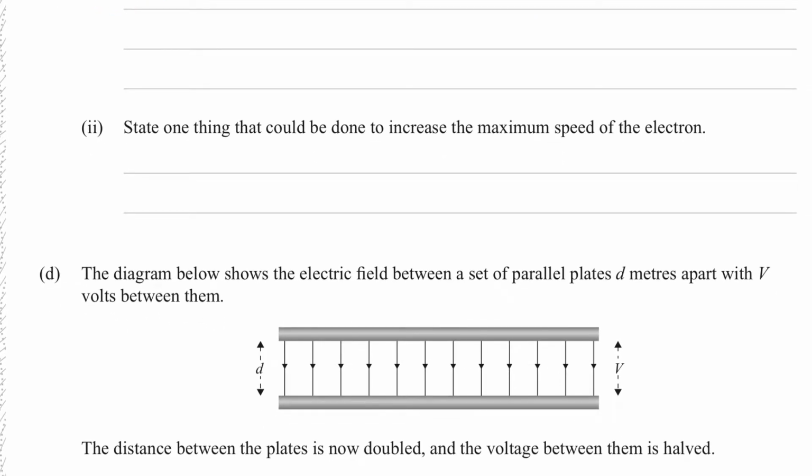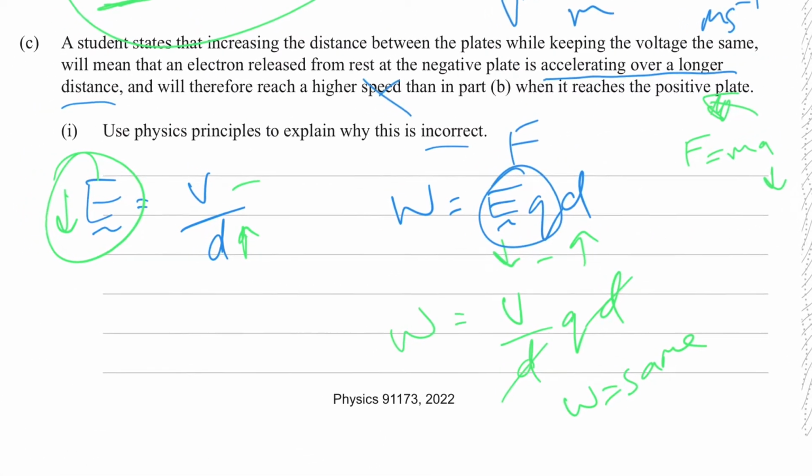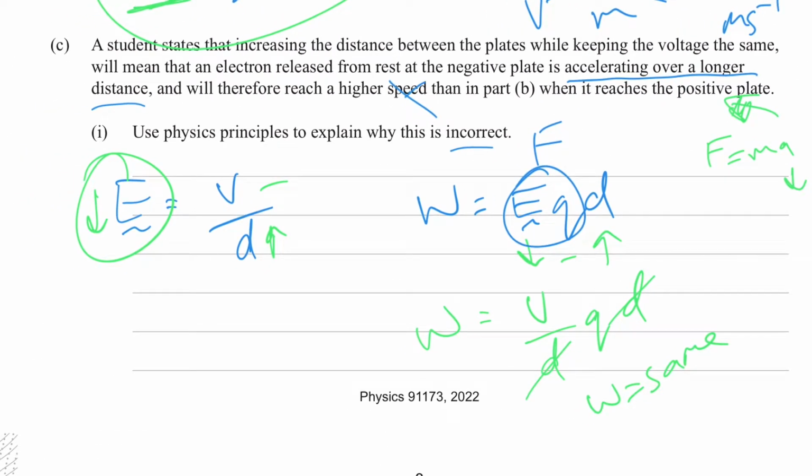Two, state one thing that could be done to increase the maximum speed of the electron: you could increase the voltage. If we go back up to the equations, to increase the work done, we would have to either increase the electric field, increase the charge, or increase the distance for no change in the electric field. But increasing the distance has the effect of decreasing the electric field anyway. So distance is not the one that you would fiddle with. You have to fiddle with the charge, which is a fundamental constant, so you can't do that, or the voltage.